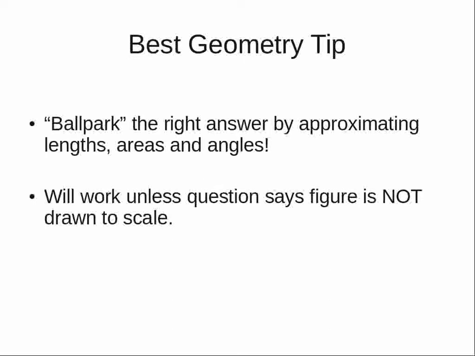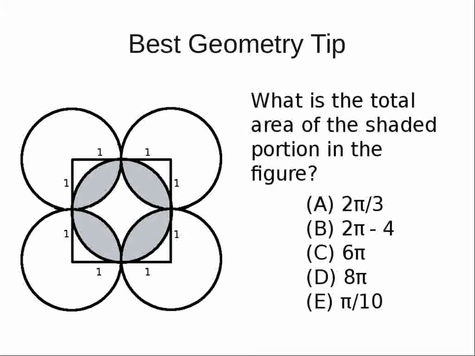Let me give you an example of that. Suppose you had to answer this nightmarish question. What is the total area of the shaded portion in the figure? You can see there I have a square and 5 circles. The 4 outer circles have a radius of 1. The square is made from radii of those circles. Looks like the square has a length of 2. And then I have this gray area inside the square formed from the 5 circles.